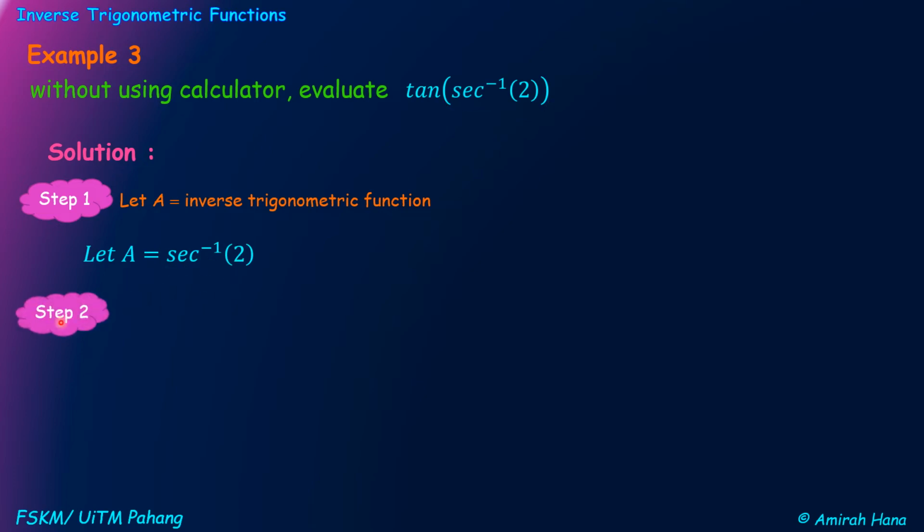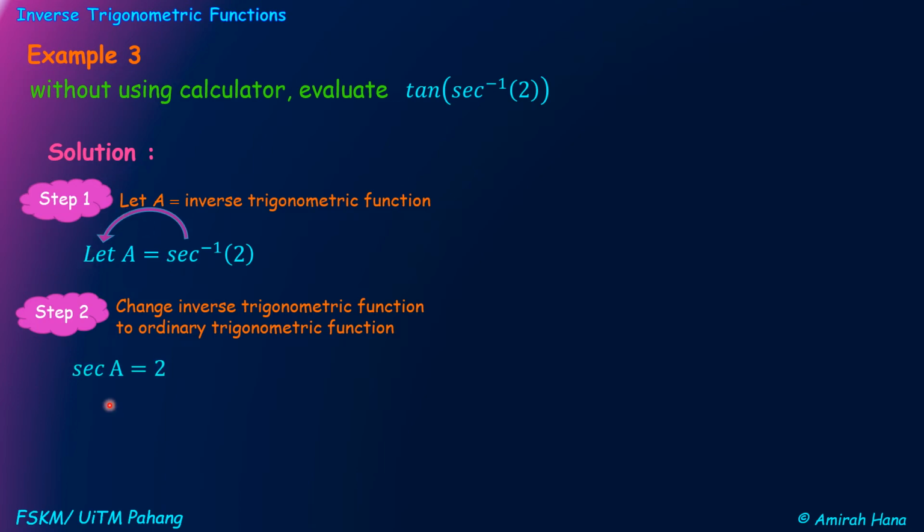Then we continue with step 2. Change the inverse trigo function to an ordinary trigo function. From here, we move inverse sec to the left hand side. So we get ordinary sec A equals to 2 because we moved inverse sec to the left hand side. Now on the right hand side, we only have 2. After that, we can write sec A equals to 2 over 1. 2 here means 2 over 1.